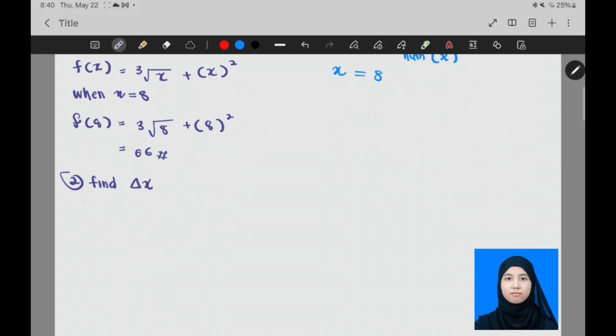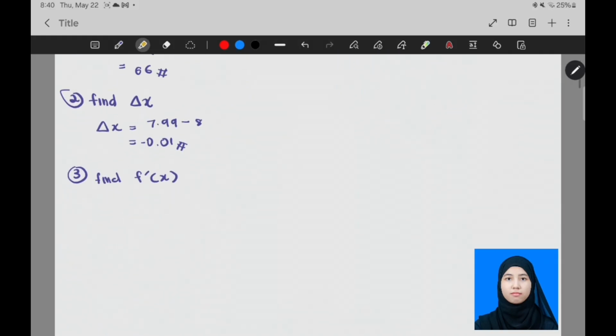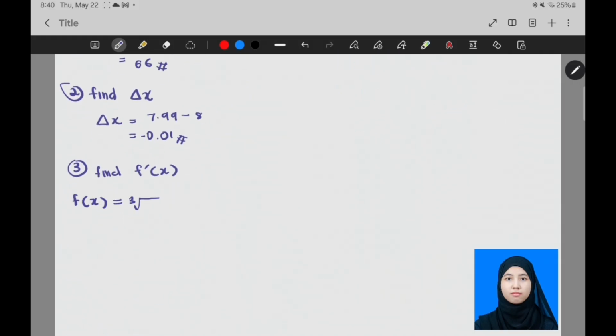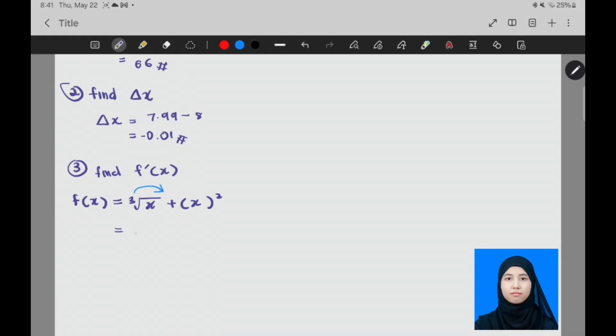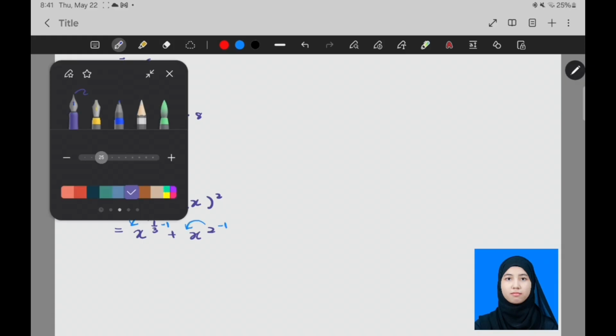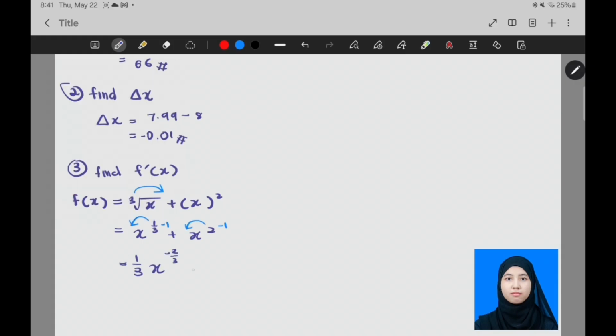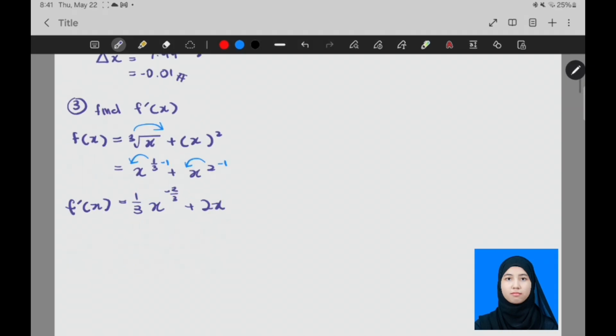The second step, I will need to find the change in x by taking the decimal number given and minus it with x. Third step is to find f prime(x), or the derivative of f(x). Using the original function I wrote in the first step, I have to rewrite the cube root of x as x to the power of 1 over 3, and then simultaneously move the power of 1 over 3 to the front and minus 1 from the power. And that's how to get f prime(x).